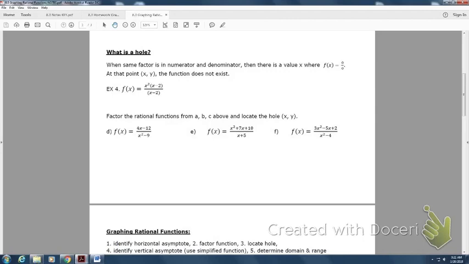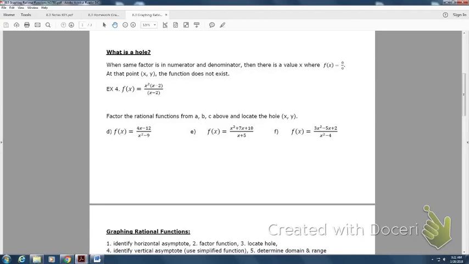Okay, so if you remember, on a lot of those problems where we canceled stuff out, the addition, subtraction, all that stuff, we're now going to do something with what we cancel out. Alright, so we're getting to that point. So, the definition of a hole: when the same factor is in the numerator and denominator, then there is a value x where f of x equals 0 divided by 0.